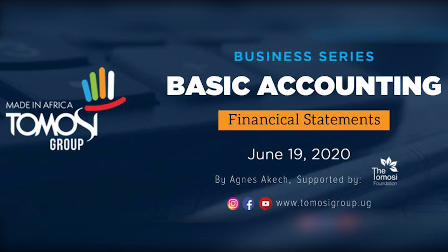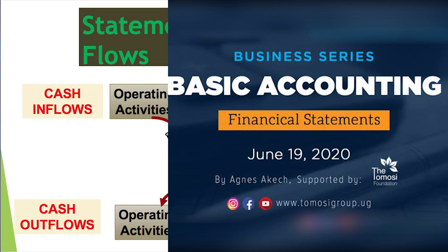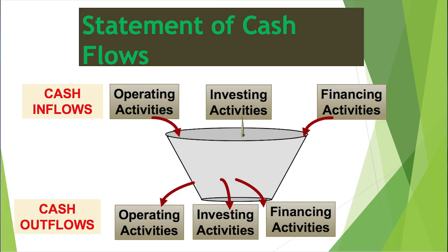The element of cash flow, we said cash flow is broken down into two. There's cash inflow and cash outflow. This is the element or the component of the statement of cash flow. Cash inflow has three categories. We have operating activities, investing activities, financing activities.